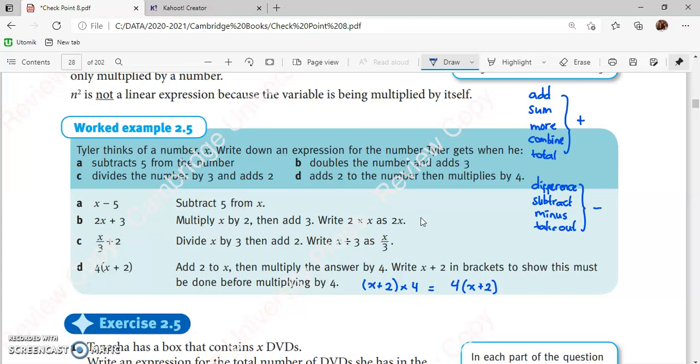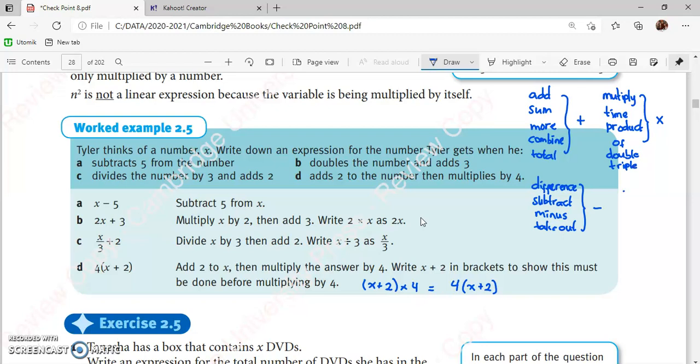And then if you have multiply, times, product, of, it means you have to multiply, or the operation is a multiplication. Double, triple also mean multiplication. Double means times 2, triple means times 3.